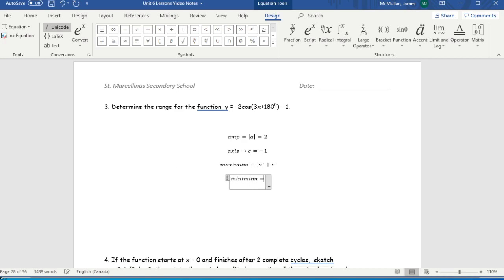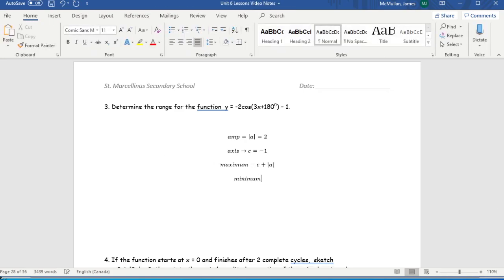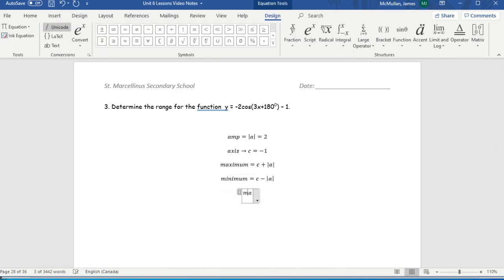The minimum is, well, let's put it the way we wrote it before. So c plus a, and the minimum is c minus a. So you get the maximum is negative 1 plus 2, which is 1. The minimum is negative 1, take away 2, which is negative 3. So the range, you just say y is in the real numbers such that negative 3 is less than or equal to y, which in turn is less than or equal to positive 1.